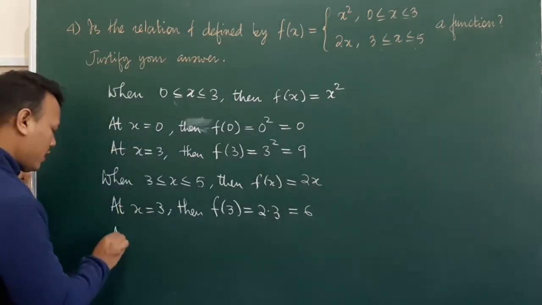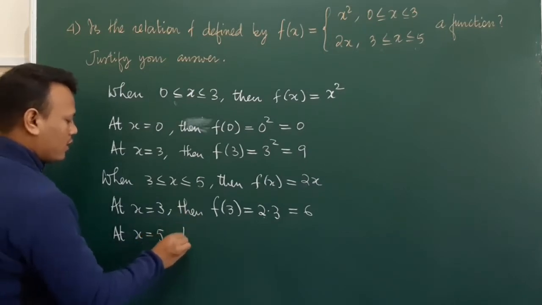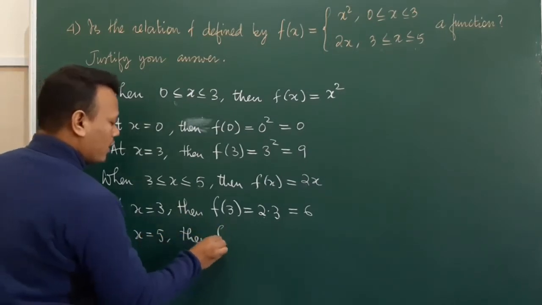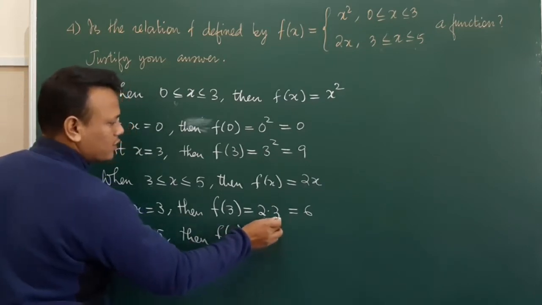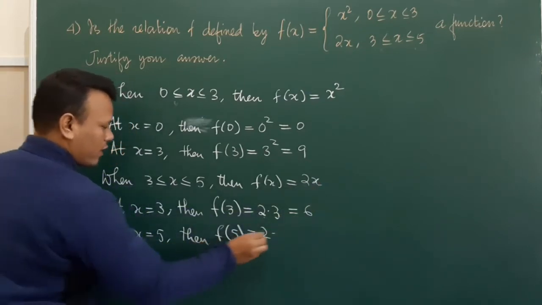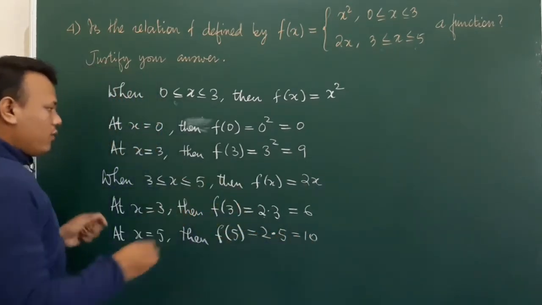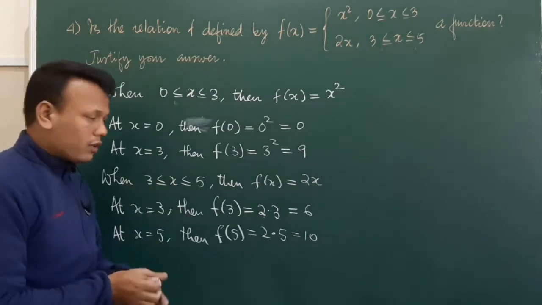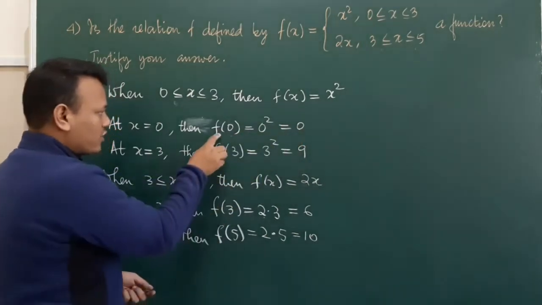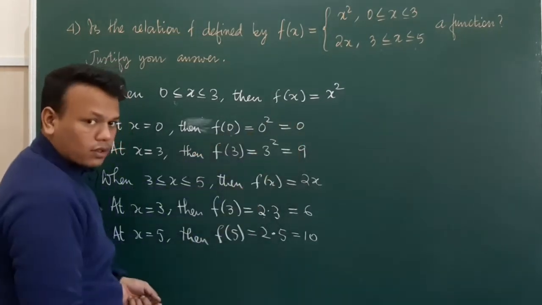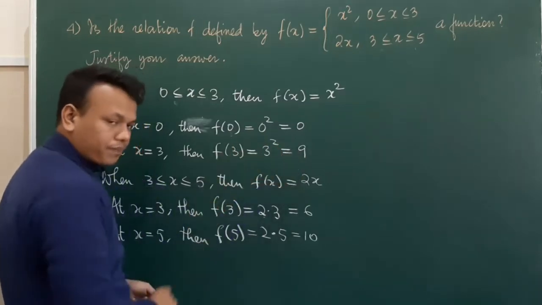Now at x equals to 5, that is f of 5, will be equal to 2x, and x is equal to 5. So how much is this? 2 into 5 is 10. Now if you see here carefully, 0 is mapped to 0. This function is mapping 0 with 0, and this f is mapping 3 with 9.